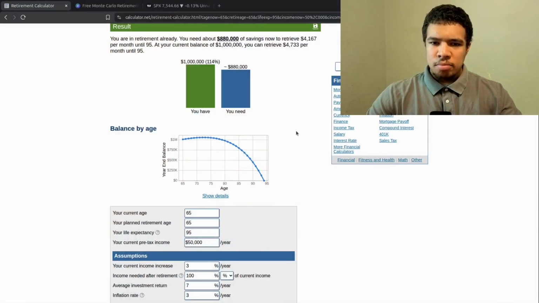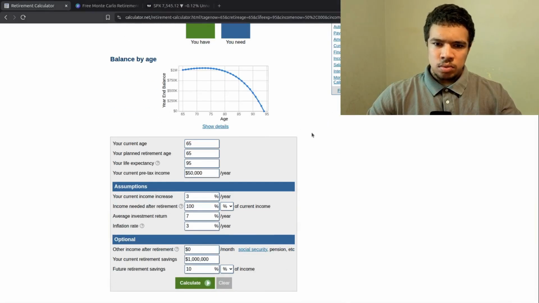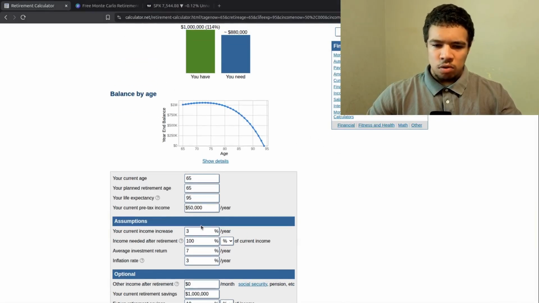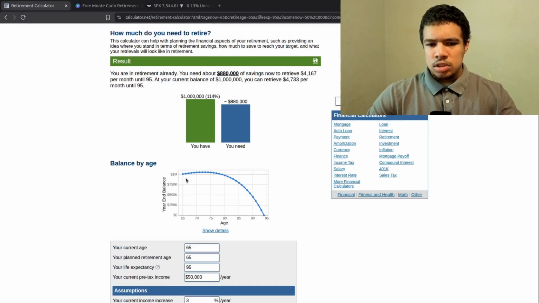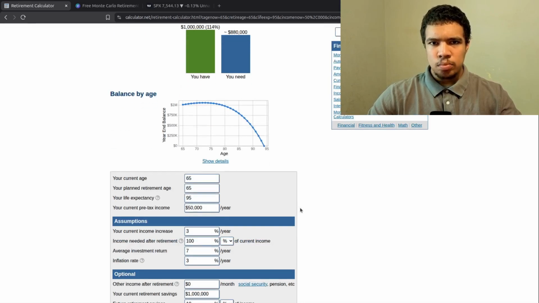So, a lot of people will use a calculator like this. It's a 5% withdrawal rate, and they'll see, I only need 880K for 50K in income.